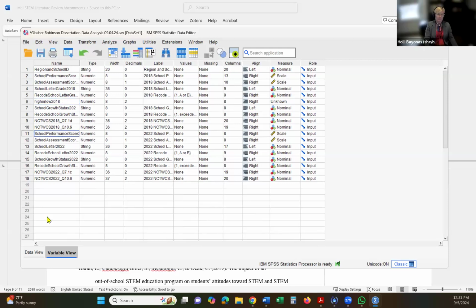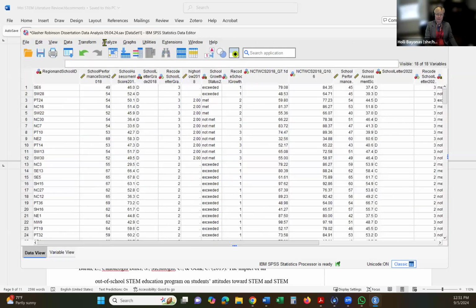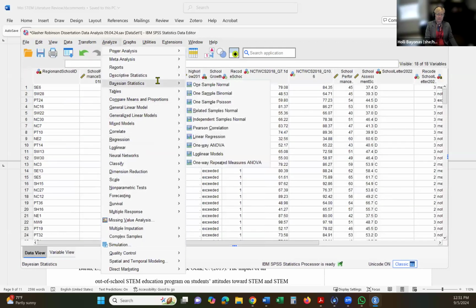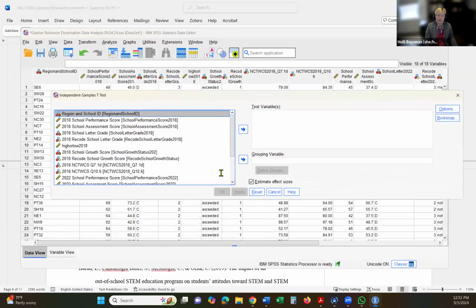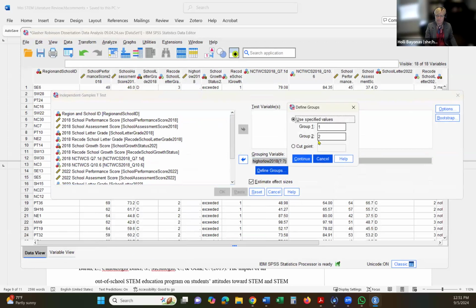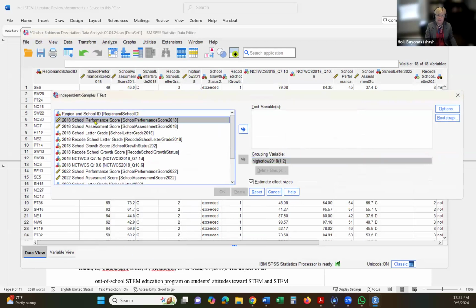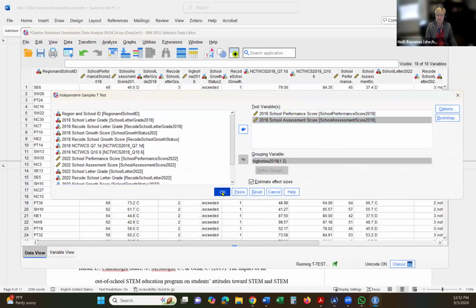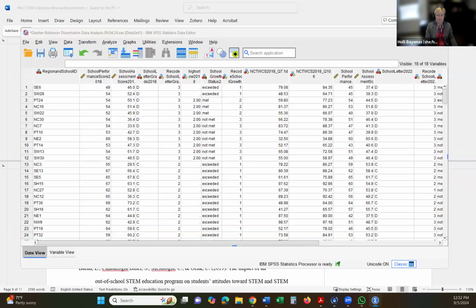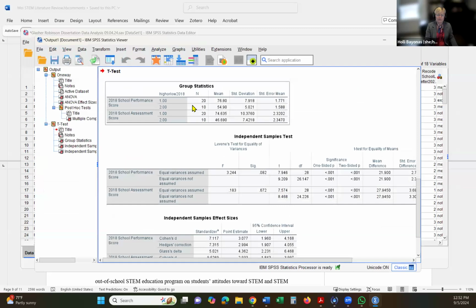Oh, it's all skewed. Okay, so look, we're going to do this now. Analyze. See what it lets us do. Where's my compare? High, low is a grouping, 1, 2. And this is 2018. We have 20 in one group, 10 in the other. I should have labeled it. So the ones were the high performers.